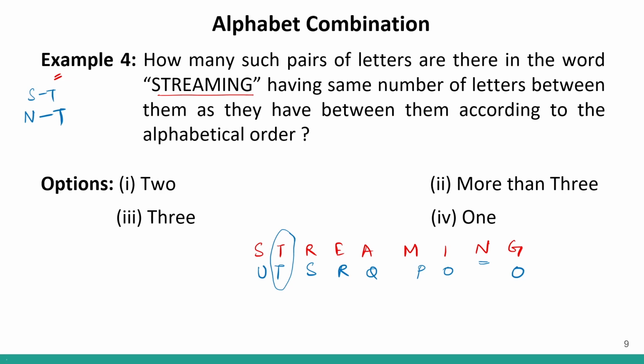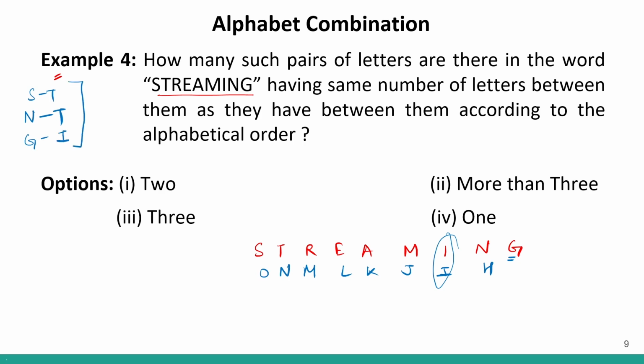Okay? Let us move on to G. After G, we start from H, I, J, K, L, M, N, O. Do we see a common letter? Yes. So, the next combination would be G and I. So, in total, how many combinations do we have now? In total, we have 3 combinations, or 3 pairs of letters which have as many alphabets between them as in the alphabetical order. Therefore, the answer will be option number 3, 3. Okay, this will be the answer.